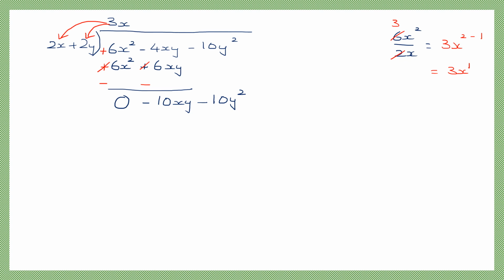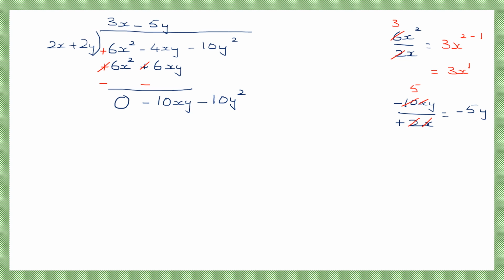So again, take the first term of the dividend and the first term of the divisor and divide the two. So let's divide minus 10xy by 2x. Here the sign is minus because minus into plus is minus. Then I can cancel 2 and 10. 2 5s are 10. I can also cancel the x. So what do I have here? I have 5y. So I have minus 5y, which I'm going to write here.